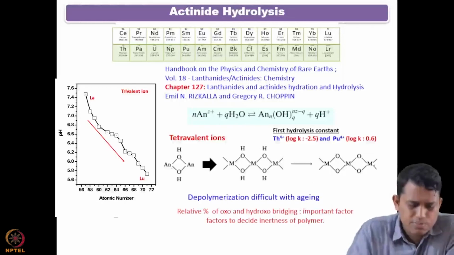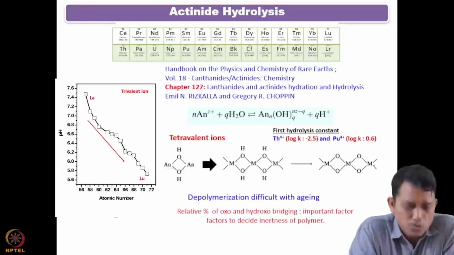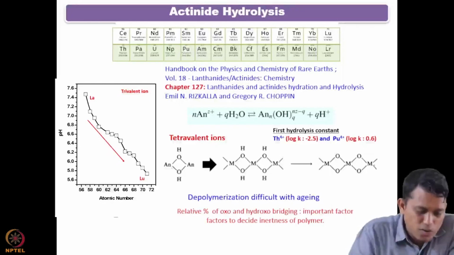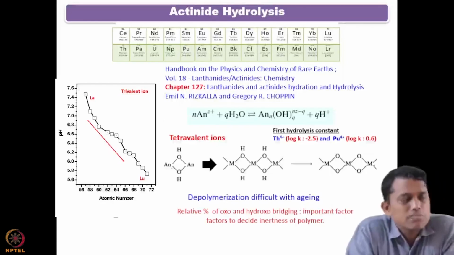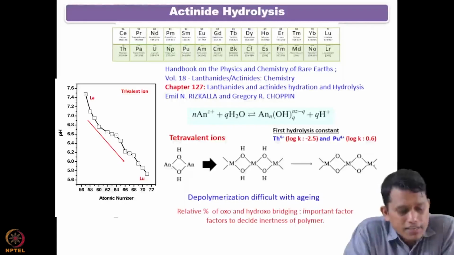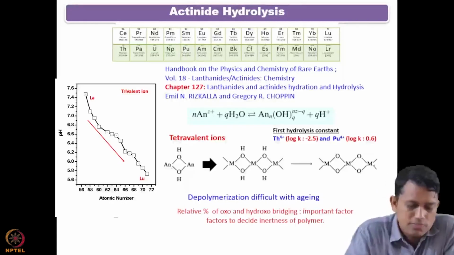Here in this particular graph, I have shown you the onset of precipitation with respect to the atomic number. Here you can see as we are moving along the chain from lanthanum to lutetium, the pH at which hydrolysis will occur is decreasing. What does it mean? As we move, the size is decreasing, so the ionic potential is increasing. Now the ionic potential is becoming so high that even at low pH you can get hydrolysis. So this is for the trivalent. Basically I have shown you the trivalent.